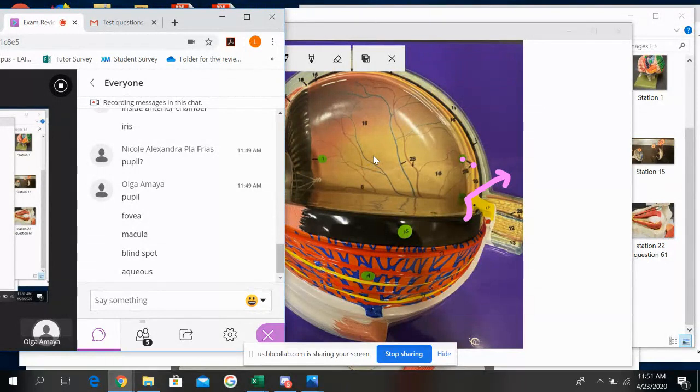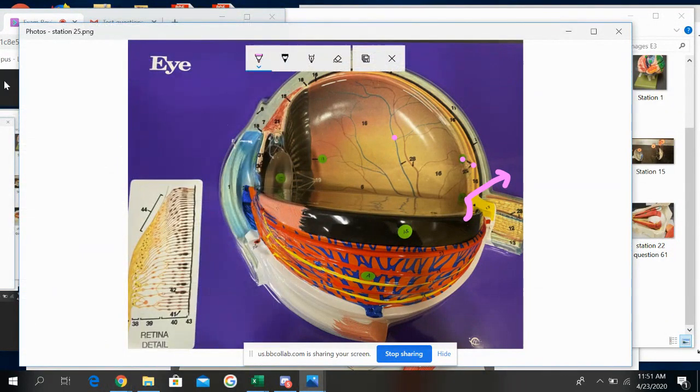Close, it's the other one. If it's not the aqueous, it's the vitreous. Very good. So yeah, we have vitreous humor in our posterior cavity. It's a more jelly-like substance. And we have aqueous humor in our anterior cavity.